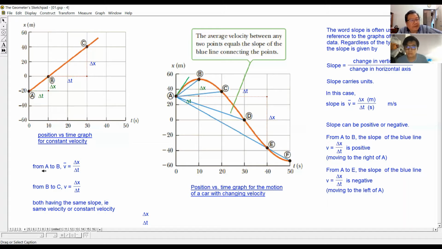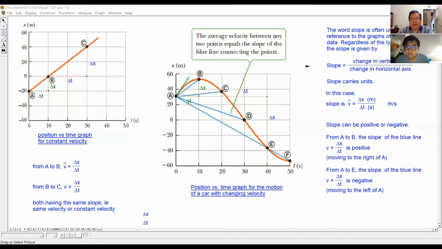Coming back to this one, from A to B, the average velocity is delta x over delta t, so they are referring to this part of the graph. From B to C, the velocity is delta x over delta t, so they are referring to this part of the graph. But both of them have the same value because it is the same slope. Okay, so we move on to the next graph. For this next graph, the average velocity between any 2 points is equal to the slope of the blue line connecting the 2 points. What are they talking about?